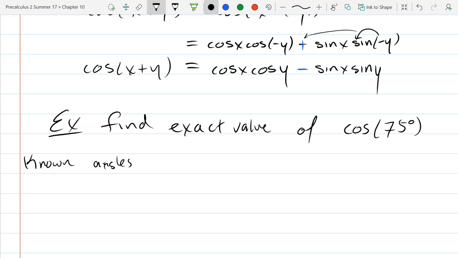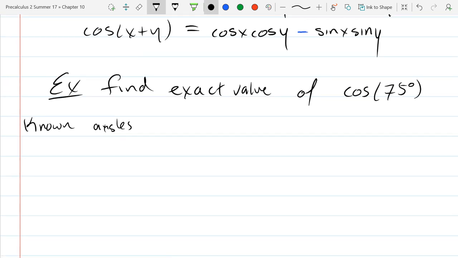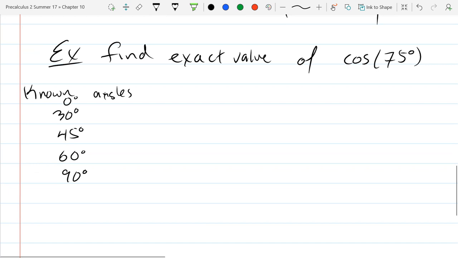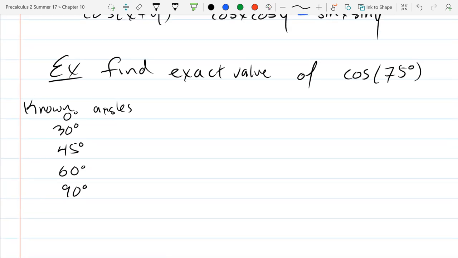We don't use degrees too often, so I'll write the common angles in degrees. There is 0 degrees, but that's not going to be helpful for what we're about to do. I want to know, are there two angles in here that either add or subtract to give 75? If I kept going, the next one would be 120, 145. The two that caught my eye were these two: add them together, you get 75.